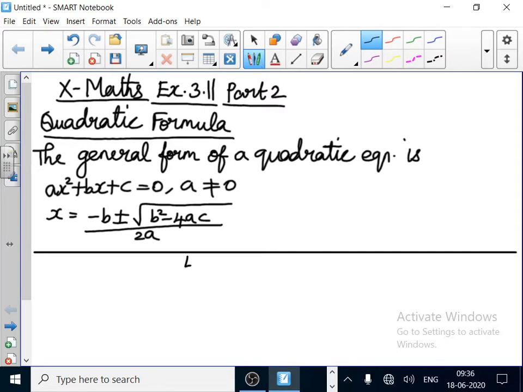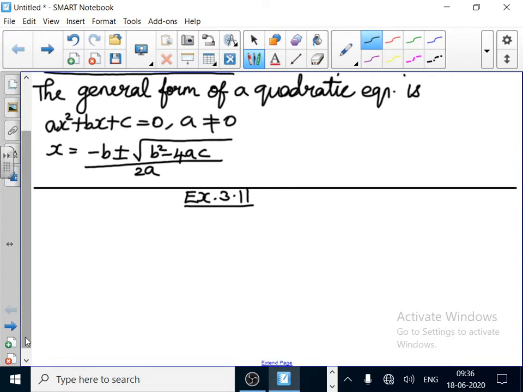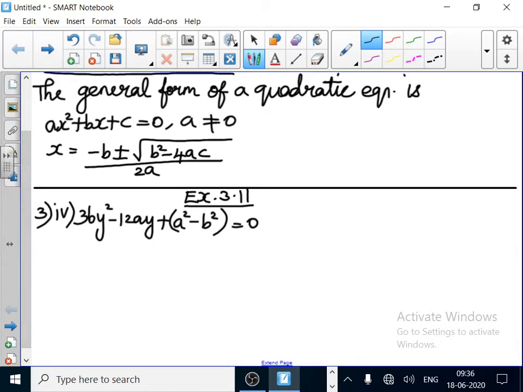Now exercise 3.11, third question, fourth sum. The equation is 36y squared minus 12ay plus a squared minus b squared equal to 0. Here you have three alphabets: y, a, b.